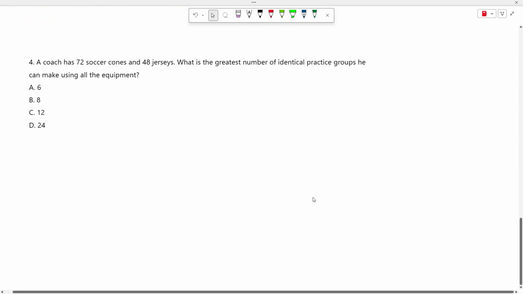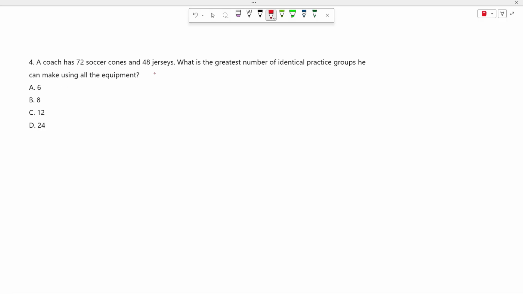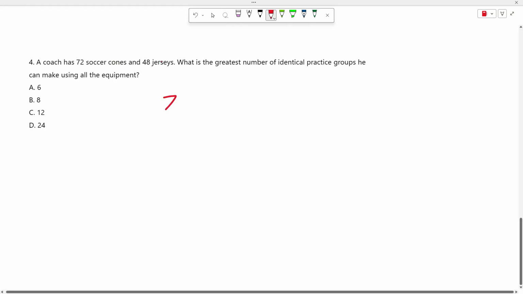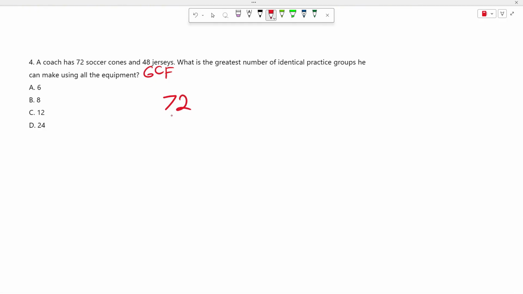So we move on to this last one. A coach has 72 soccer cones and 48 jerseys. What's the greatest number of identical practice groups he can make using all this equipment? I highly encourage you to try to do this on your own. But you can pause and do that now. But too late of a chance now. We're going to go ahead and get started. This is a GCF problem because we're trying to split this all up. I can take 72 and split this up, I can take 48 and split this up. I'll take a moment to do that now.